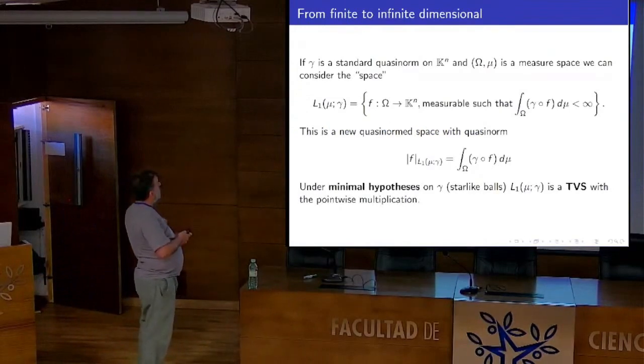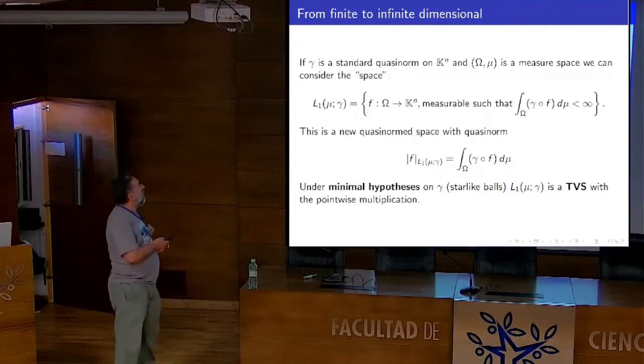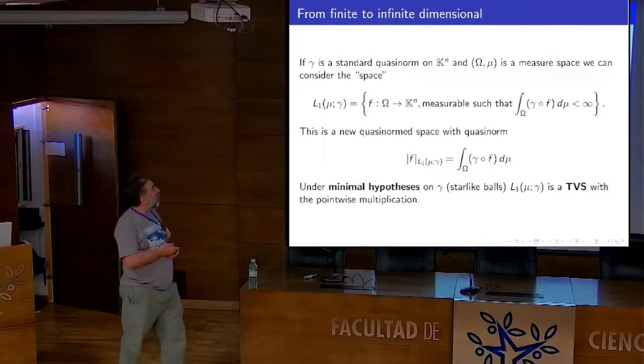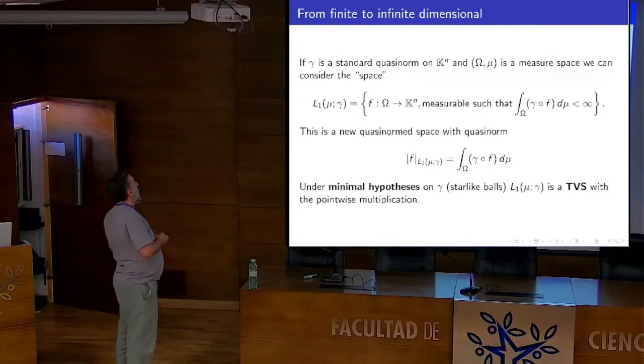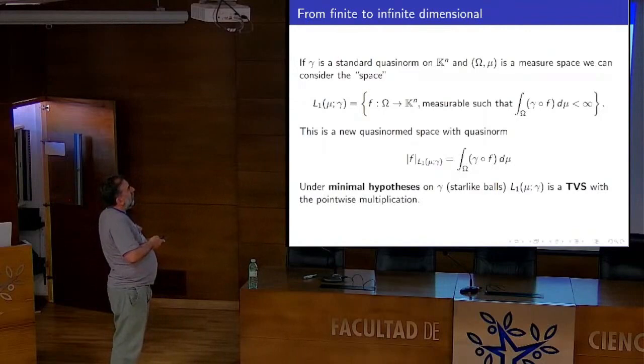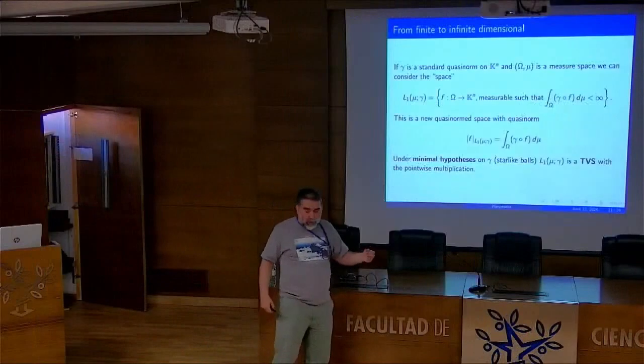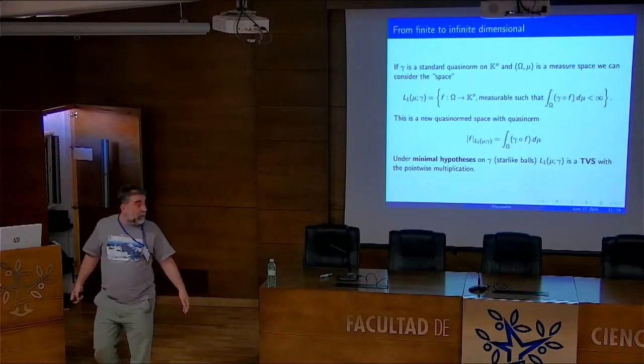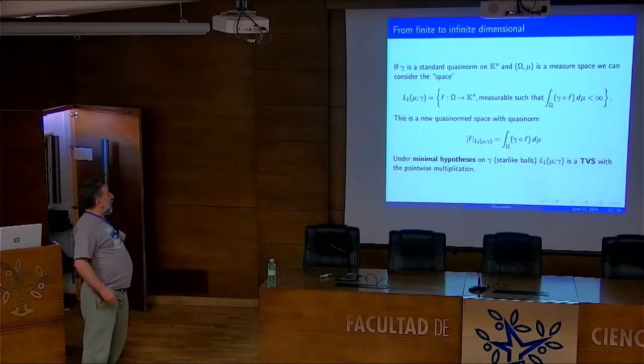So assume you have a standard quasi-norm on Euclidean space, and you have a measure, for instance, the Lebesgue measure on an interval on the real line, or a discrete measure, or counting measure on the integers. You may consider this space, which is a new quasi-normed group, where with this quasi-norm, you just have to take functions, compose with the quasi-norm, and integrate.